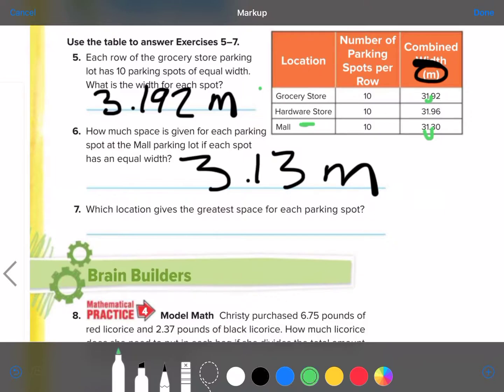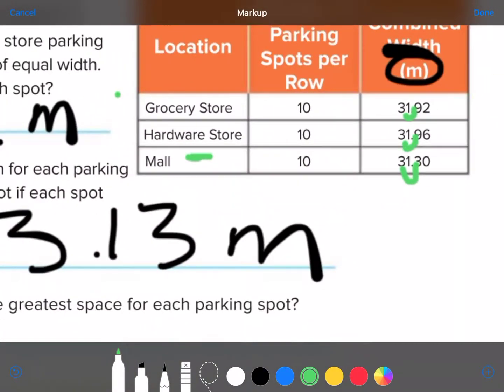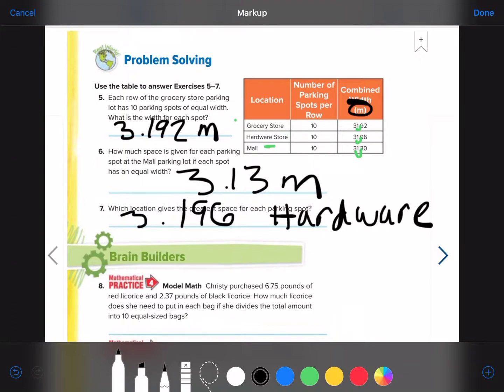Which location gives the greatest space for each parking spot? So let's look at this. There's only one of those we haven't figured out yet. So let's bump that over right there. And yes, that's going to be giving us the greatest space because of the hardware store. We're going to have 3.196. I'm going to say hardware store. The hardware store gives us the greatest space. Hopefully you can write much neater than I just did.